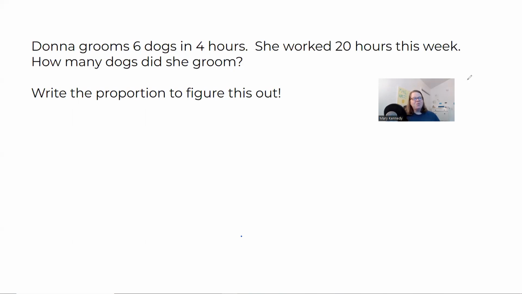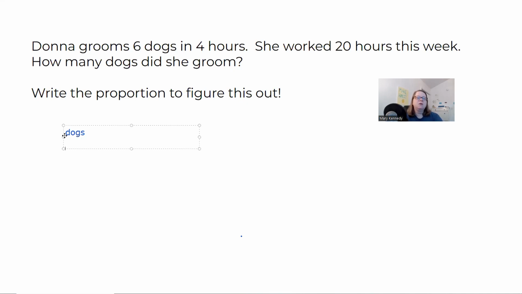All right, let's set up a proportion here. We have a dog groomer who's grooming dogs in a certain number of hours. And so the key to these, I think, is to recognize what your values are in the proportion that you're writing.